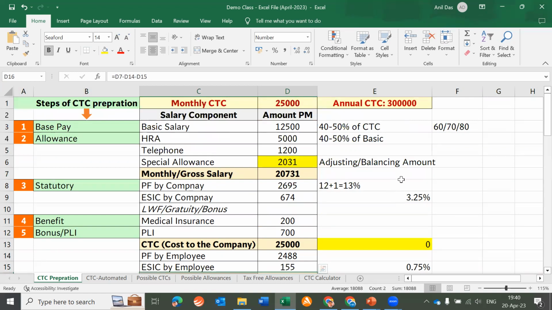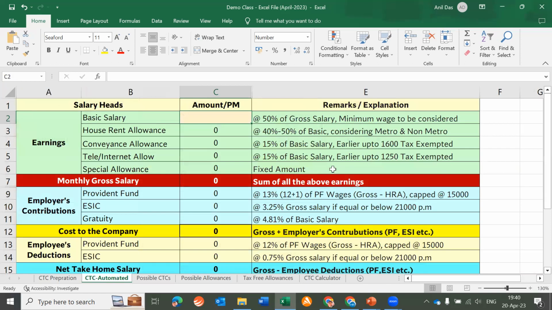But we have done a good number of manual activities. Let me move to my another sheet, which is the automated CTC calculator, which is made on advanced Excel. So this is a sheet in which you can calculate any CTC and it would be calculated automatically. It is called the automated CTC calculator. So how can it be done?